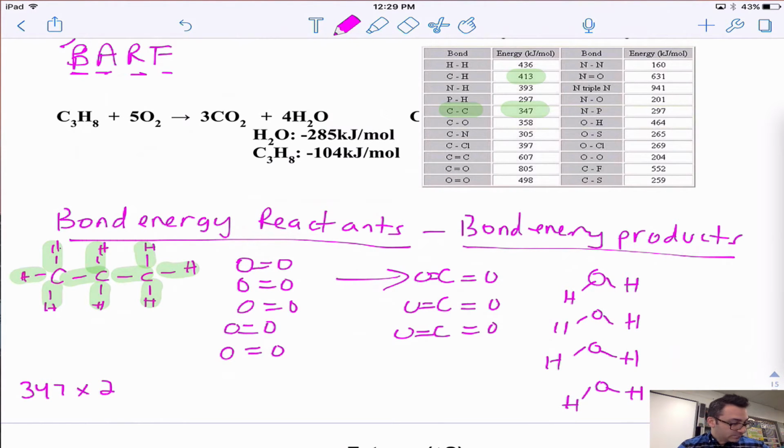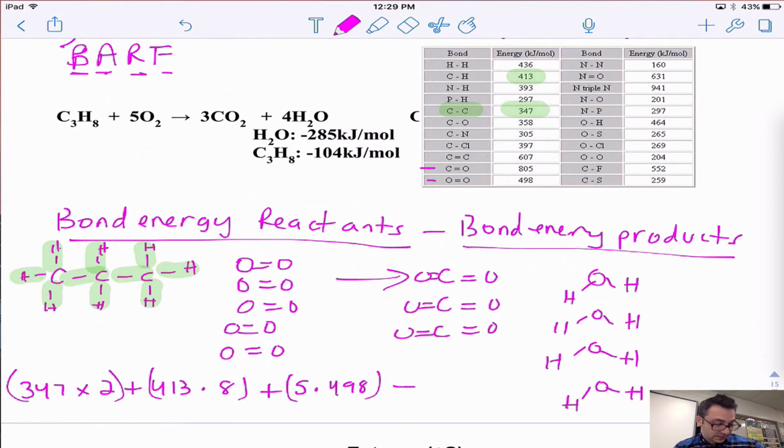So we're going to have plus 413 times 8. Then we're going to have the 5 O2 bonds. So the 5 O2 bonds are right here. They're 498. So we're going to have plus 5 times 498. That's all of our reactants. Now we're going to do our products. So minus our products. So we have CO bonds, 1, 2, 3, 4, 5, 6 of those.